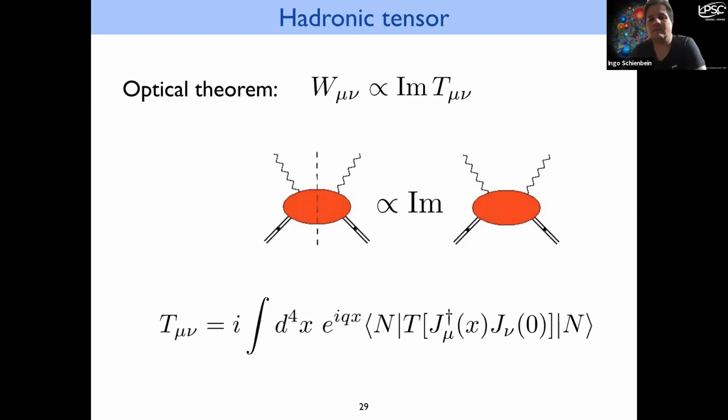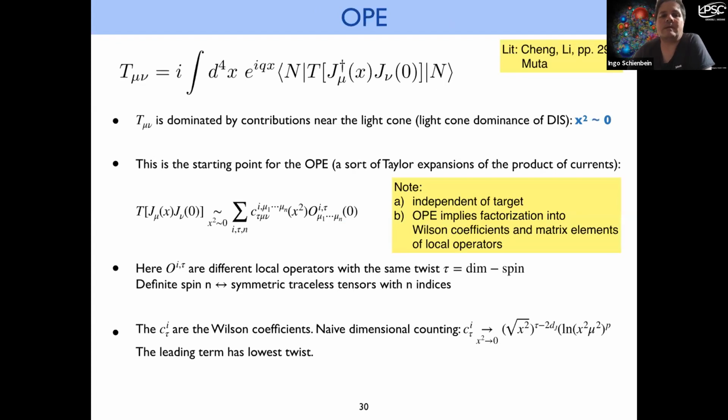So why is this interesting? In T mu nu, you see there's a matrix element of a time-ordered product of two currents, J mu at x and J nu at 0. So there's a product of two currents. Now, if you analyze this due to the oscillating phase e to the iqx, and I refer you to the textbooks by Cheng Li or by Mutter, this is dominated by contributions near the light cone, x square about 0.